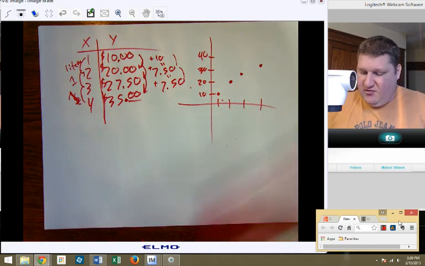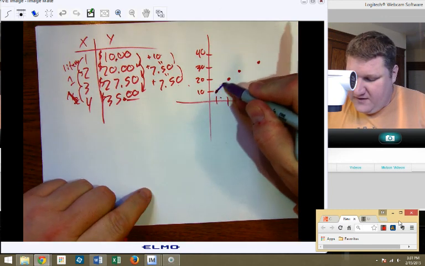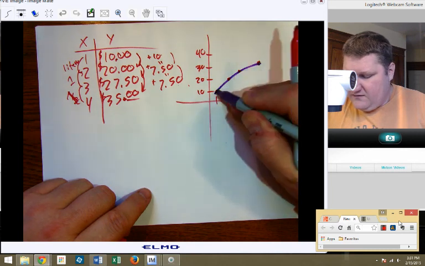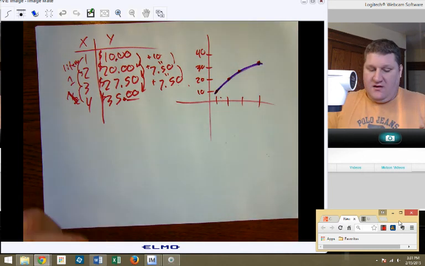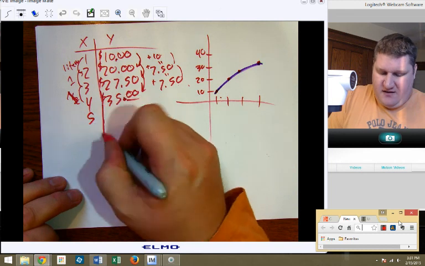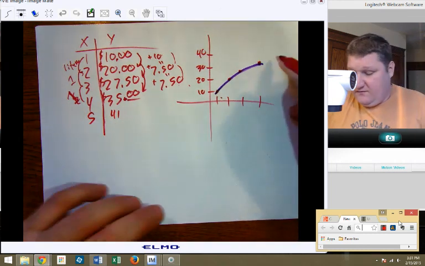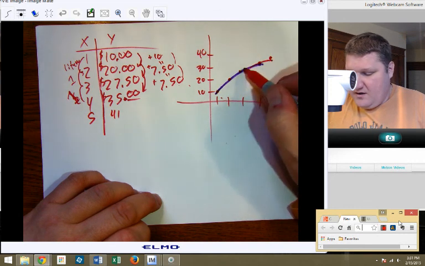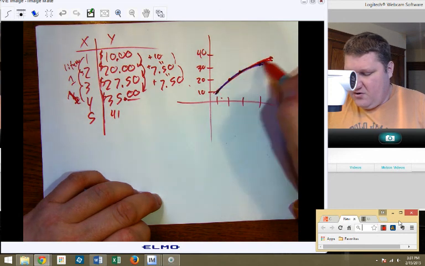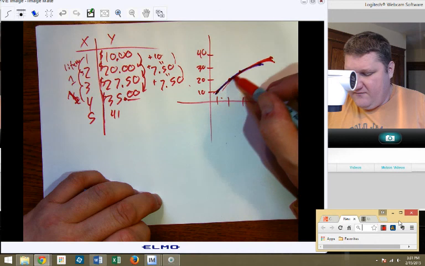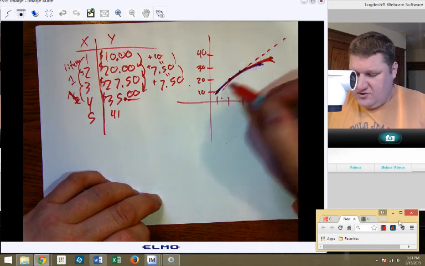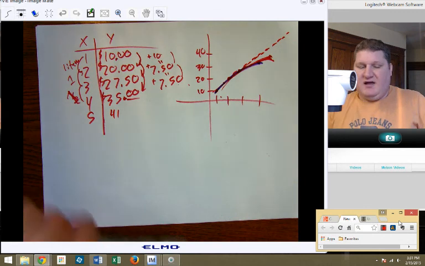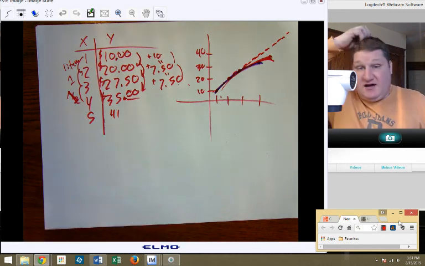I can't draw a straight line. If I just connect the dots, I start seeing this curve happening. So that if I have 5 at $41, I'm really starting to see this curve take shape instead of the straight line that I ought to see going through here. So by curving, it is not a constant rate of change.